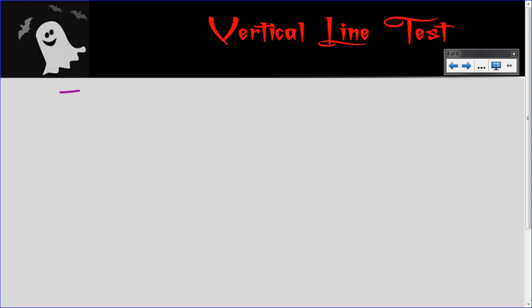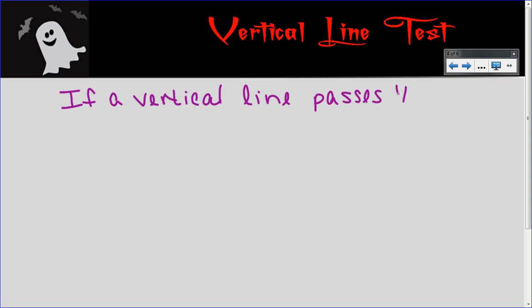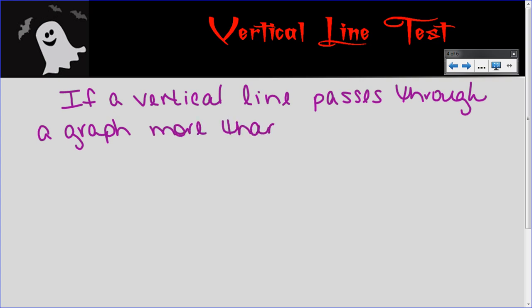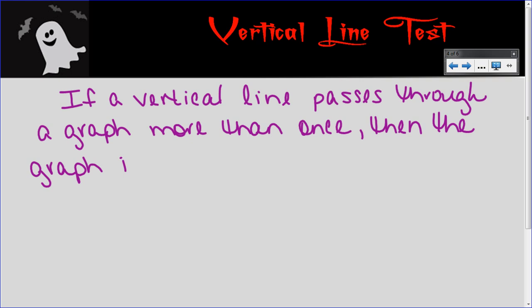The vertical line test basically says that if a vertical line passes through a graph more than once, then the graph is not the graph of a function.